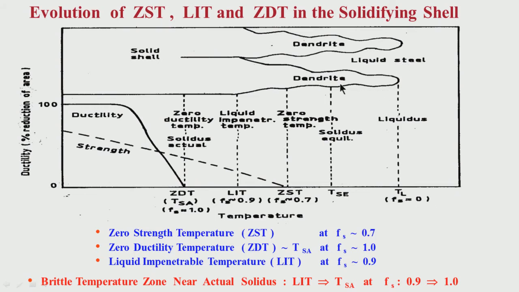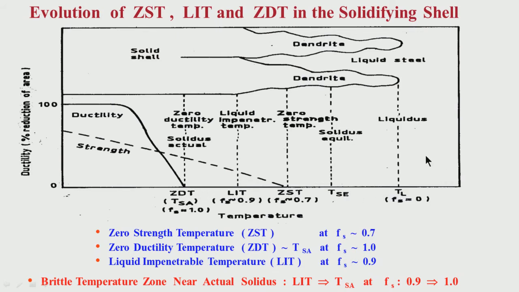As you go down the caster, the solid shell is increasing slowly. So we have dendrites, and this area is basically the liquid plus solid zone, because you have solid dendrites and you have liquid also. At this particular temperature you find total solidification is complete, that means Fs equal to 1. So solidification is starting at the liquidus temperature and is complete at TSA, the actual solidus temperature. So this is the range of temperature for solidification, TL to TSA.